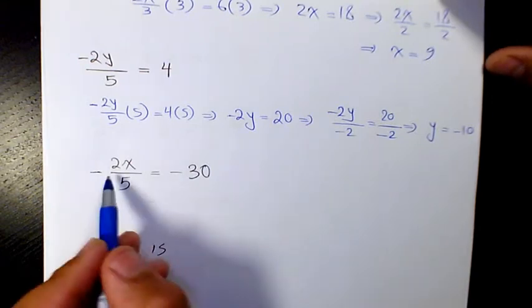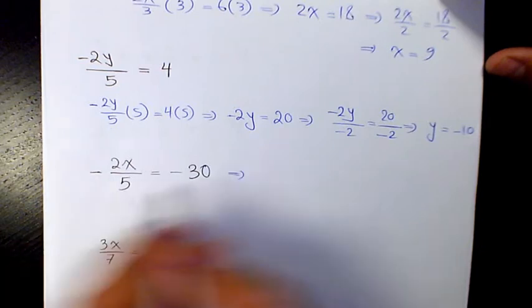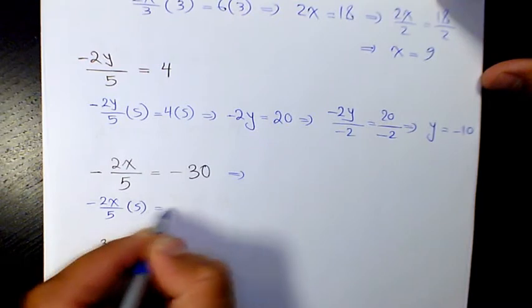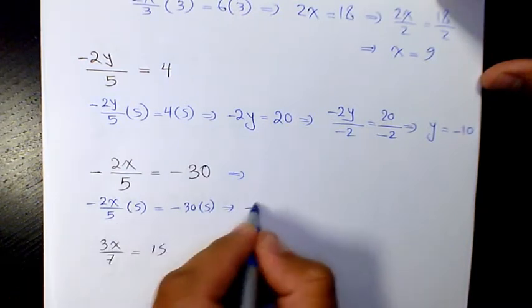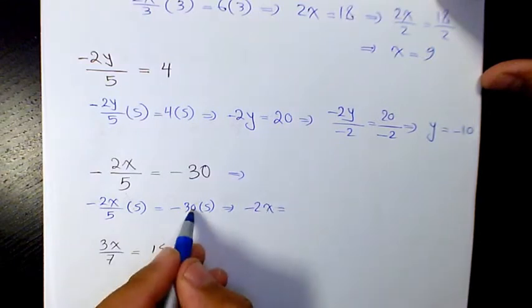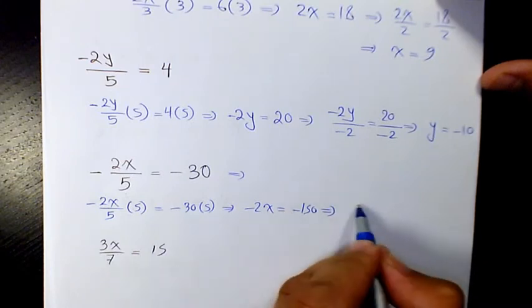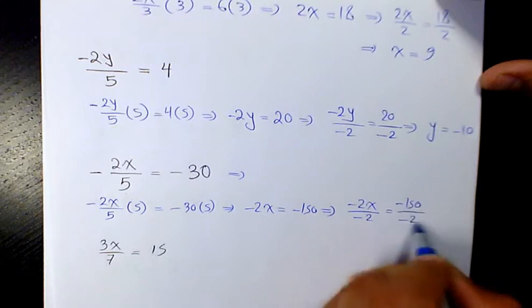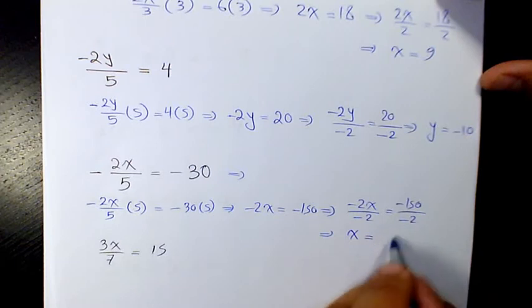Next one, negative 2x divided by 5 equals negative 30. So what we need to do, we need to multiply both sides by 5. 5 and 5 cancel out. We have negative 2x equals negative 30 times 5, which is negative 150. Negative and negative cancel out, or you can say negative 2x divided by negative 2 equals negative 150 divided by negative 2. So negative 2x divided by negative 2 is just x. Negative 150 divided by negative 2 is going to be 75.